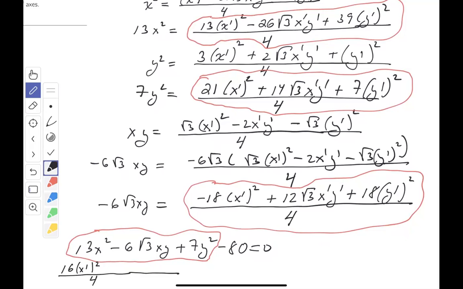Let's go to the y prime. What do you get? 39 plus 7 plus 18 y prime squared. Oh boy, that looks tough. 39 plus 7 is 46, 56, 66, 64. That's plus, right? Yep.